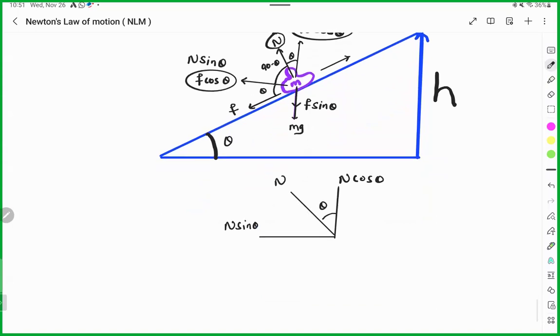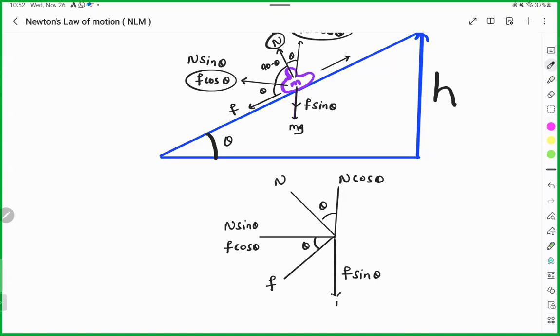If you take this, here you have theta, and here force F. So F will have two components, cos and sine. This is F cos theta, and this is F sin theta. Got it, guys? Now, any doubt? No problem.